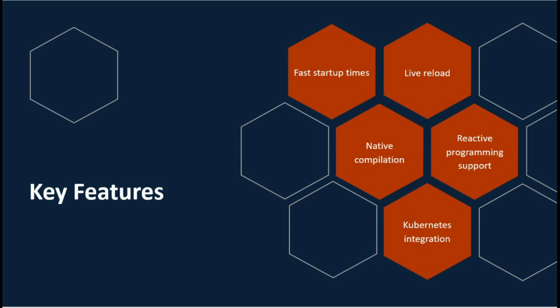Quarkus supports GraalVM, which allows you to compile Java code ahead of time into a native executable, further reducing startup time and memory usage.